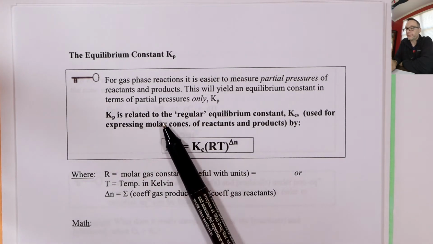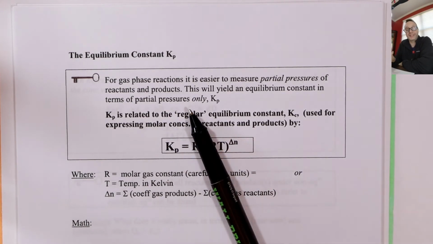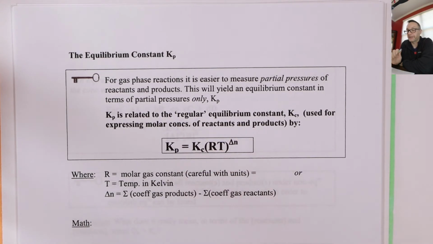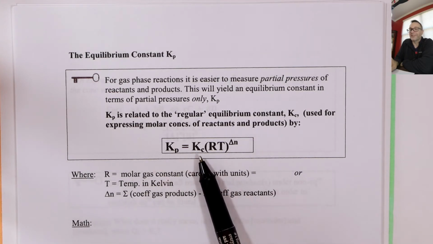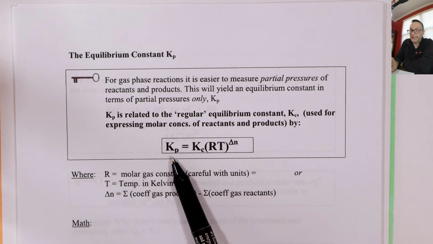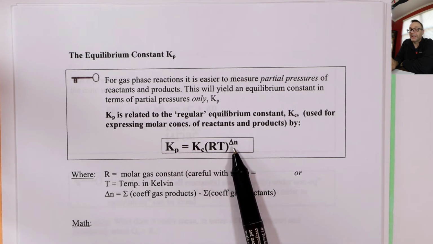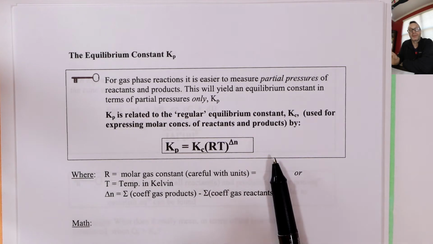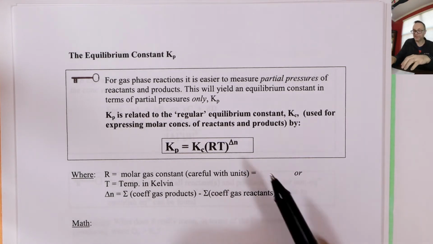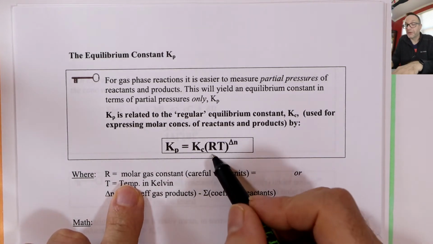For gas phase reactions, obviously it's easier to measure partial pressure, so we get the Kp expression, which we talked about already. For solutions, regular K, sometimes called Kc. This is the equation that relates the two: Kp equals Kc times (RT) to the power delta n. Let's talk about what those terms are. First things first, R, of course, is the molar gas constant.